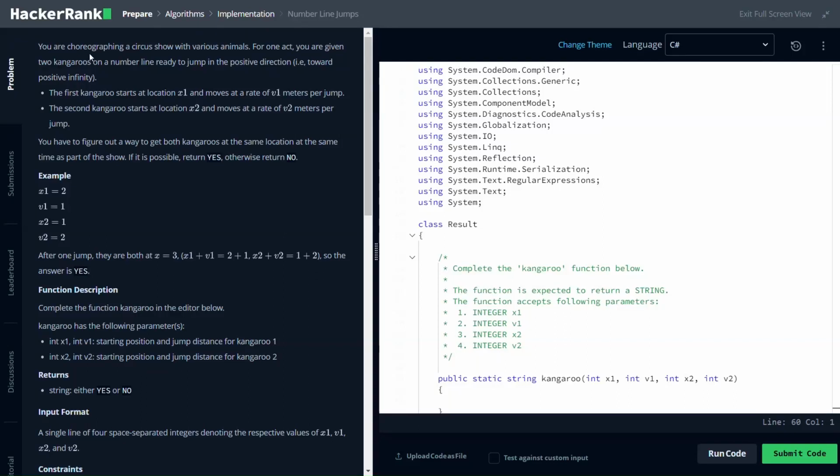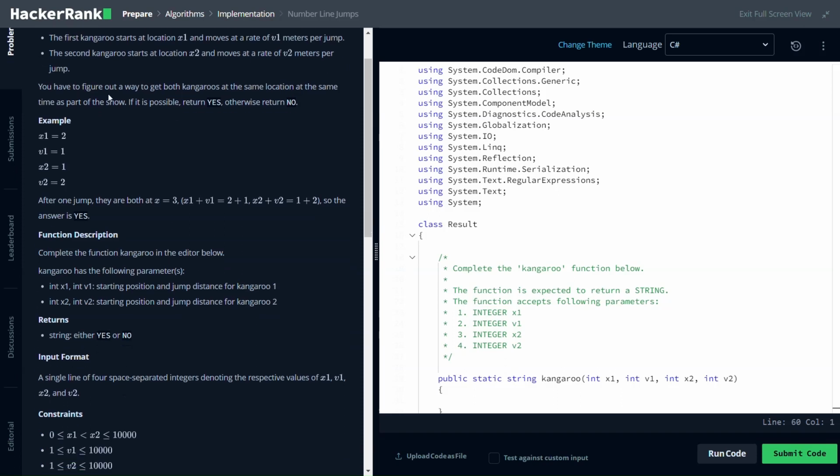You're choreographing a circus show with various animals. For one act, you're given 2 kangaroos on a number line ready to jump in the positive direction. The first kangaroo starts at location x1 and moves at a rate of v1 meters per jump. The second kangaroo starts at location x2 and moves at a rate of v2 meters per jump.